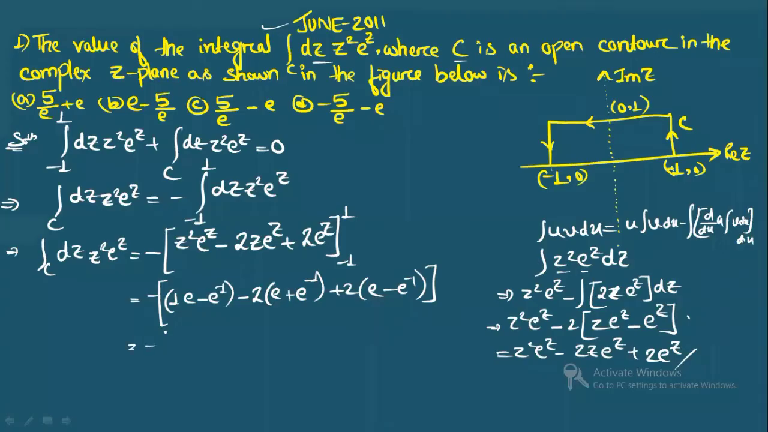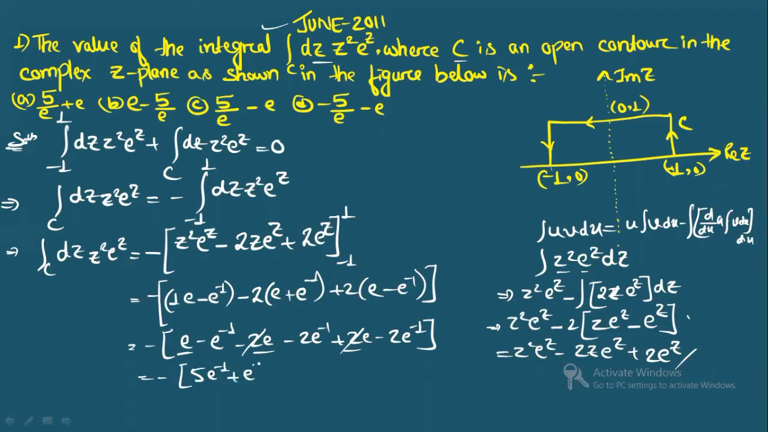Next, now we will simplify. This is minus, this is e minus e to the power -1, minus 2e minus 2e to the power -1, plus 2e minus 2e to the power -1. If you see here, these are 2e terms: this plus 2e and this minus 2e will get cancelled. Here you have minus, minus, minus, so all will add and you will have minus 5 e to the power -1.